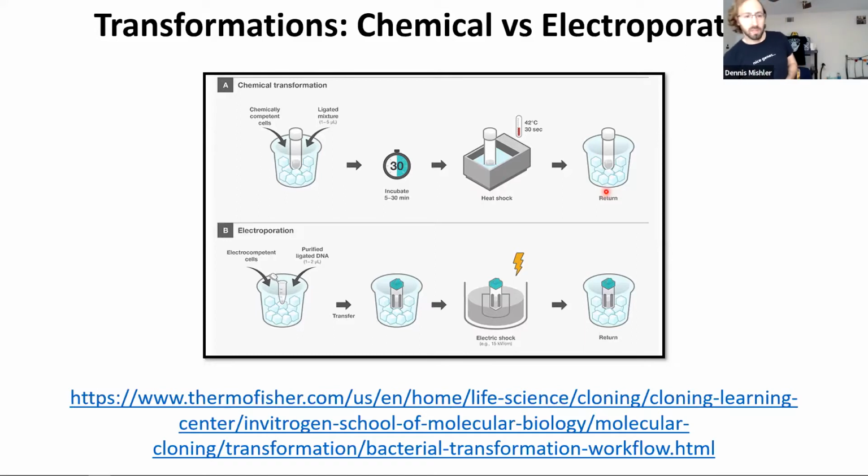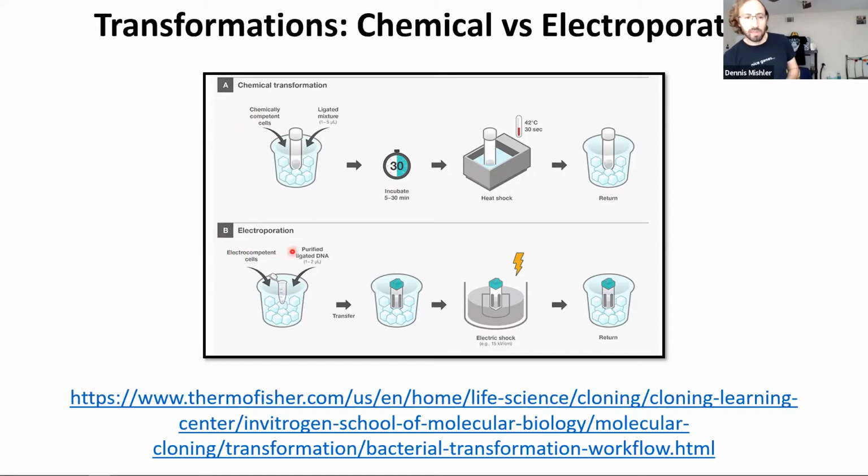Now, as I mentioned, to do chemical transformation, you need these chemically competent cells, and you would have to make these in advance, all right? That's a relatively simple procedure, and I'll show you a link in a little bit that can tell you how to do that. But you have to do that in advance.